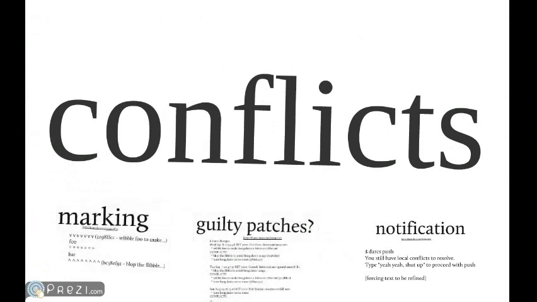So those are the three things that we need to work on as far as conflicts go over the long term: improving the marking, making it easier to identify which patches conflict with which other patches, and which patches resolve which conflicts with other patches, and also improving the notification that we have. And this would be a huge win in terms of darcs usability.